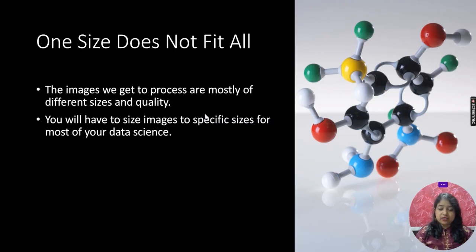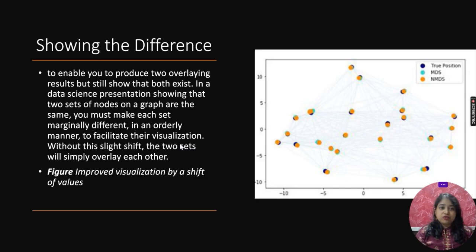One size does not fit all. The images that we get to process are mostly of different sizes and quality. You will have to resize the image to a specific size for most of your data science work, because whatever image we obtain may be a raw image. First we have to process it to bring it to a standard size, and then only will we be able to do the further classification or edge detection.